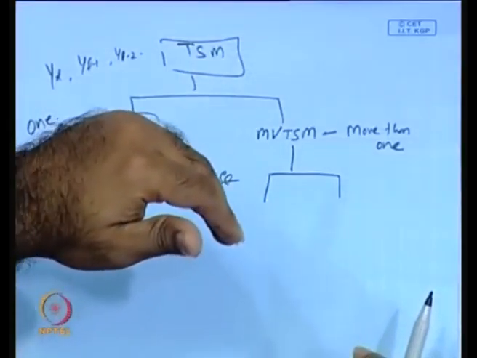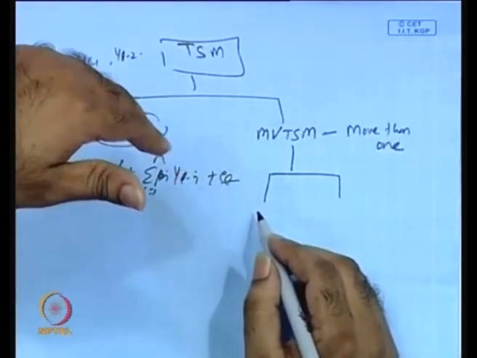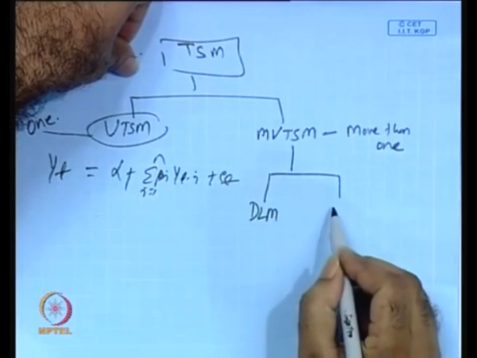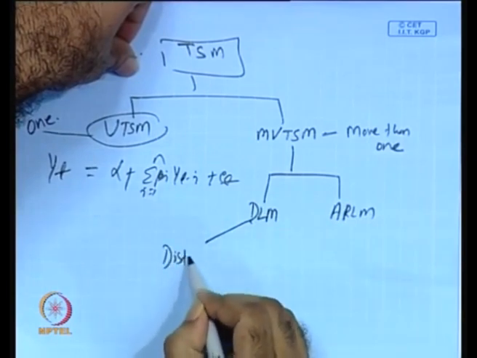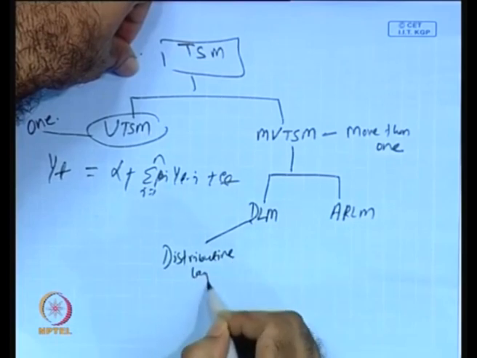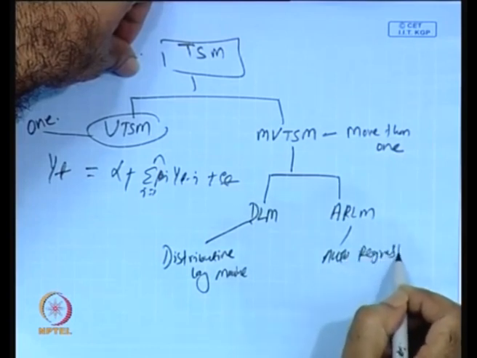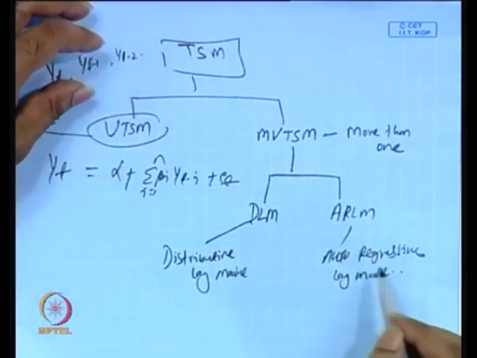We are creating additional variables with respect to its past observations or past trends. But in the case of multivariate time series modeling, we at least have two different variables. In that case, if it is more than one time series variable, then the model can be further divided into two types. One is called distributive lag models, DLM, another is called autoregressive lag models.